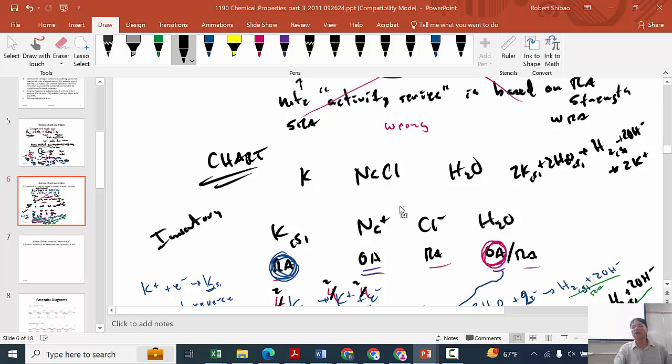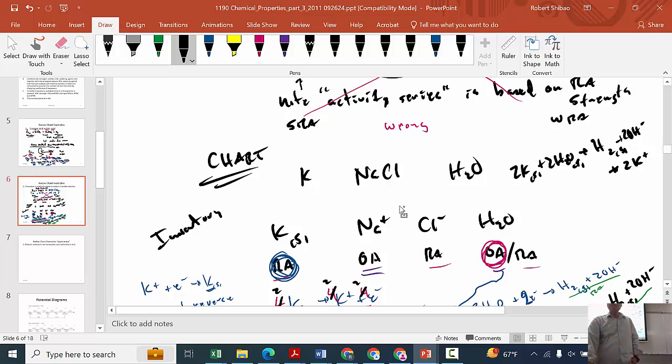The driving force is not formation of a gas. Formation of a gas is only a driving force for metathesis. Formation of a gas, formation of precipitate, we don't care in redox. In redox, we completely ignore all those other driving forces. We're only looking for stronger to weaker oxidizer or reducer.